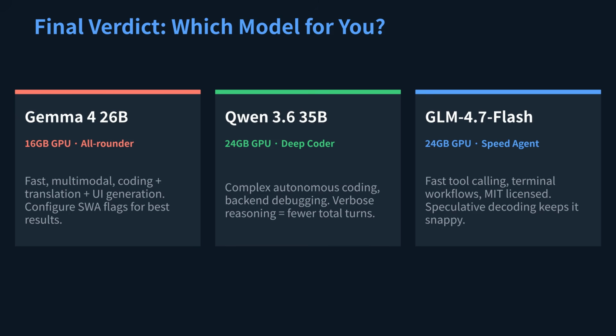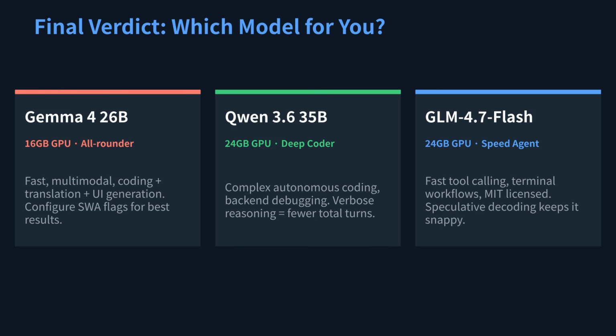These 3 models are the best of local AI in 2026, but they serve different needs. If you have a 16 GB VRAM GPU and want a fast, multimodal agent for coding, translation, and UI generation, Gemma 4.6b is your answer, as long as you configure the SWA memory flags correctly.